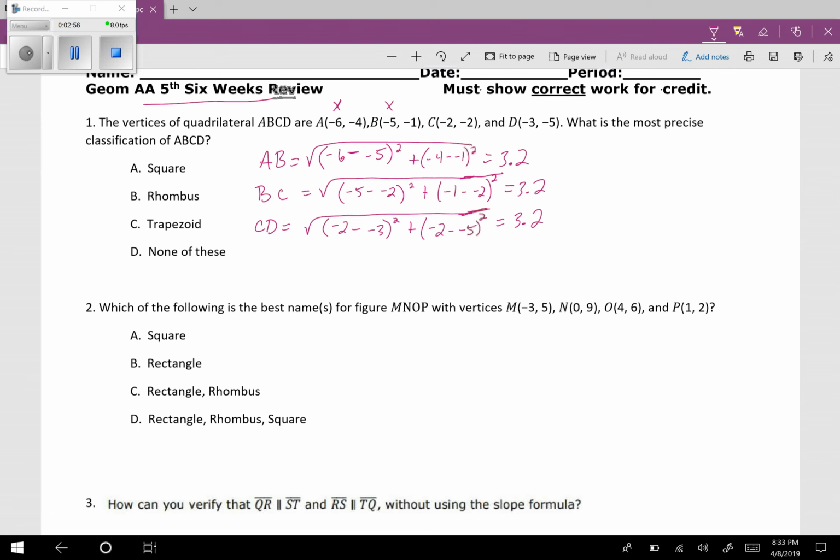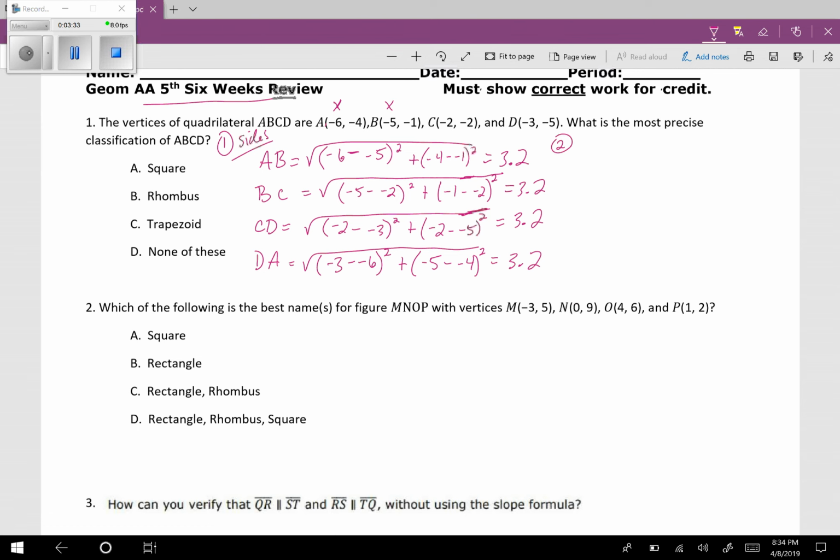And then the last one, you have to go DA. Okay, so DA. So first we have to find the sides, all the sides here. So you have -3 minus -6, you square that. And then you have -5 minus -4. You square that. And again, you will get 3.2. So those are the side lengths. Step 1 is always the sides. Step 2, so all of our sides are the same.